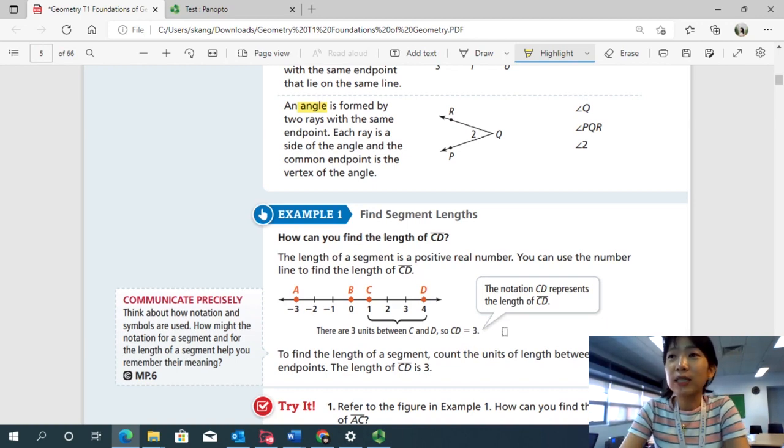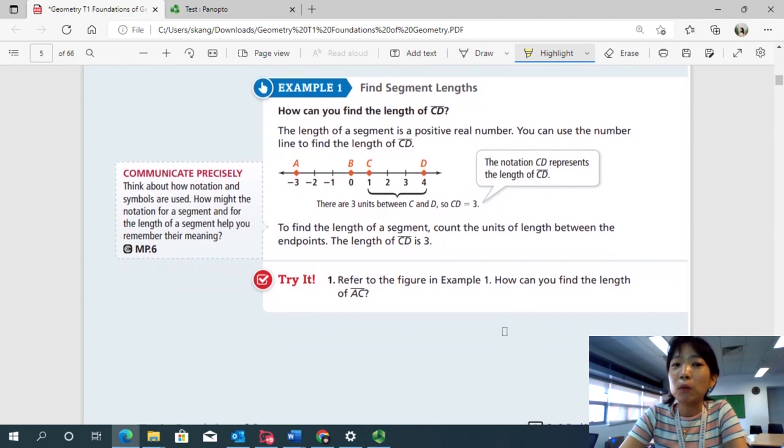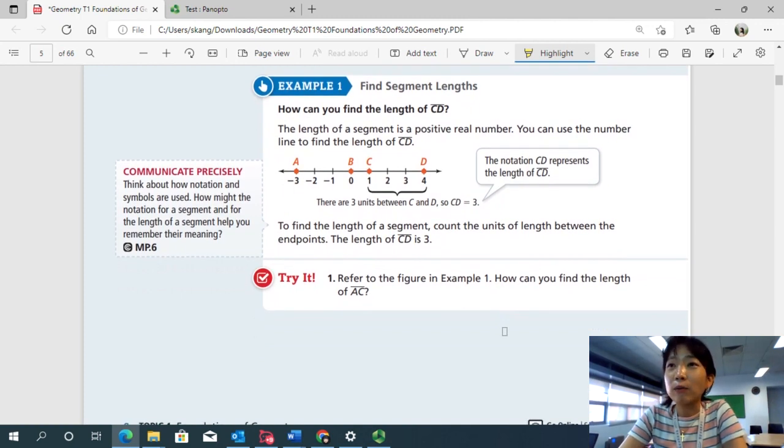So to find the length of a segment, count the units between the endpoints, or you can use the distance formula. So let's look at try it number 1. Now you try. Refer to the figure in example 1. How can you find the length of the line segment AC? See if you can solve by yourself. Come back when you're ready for an answer.